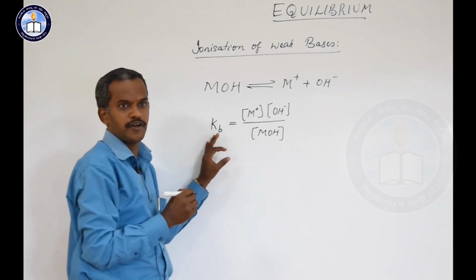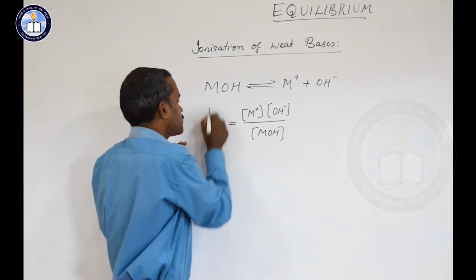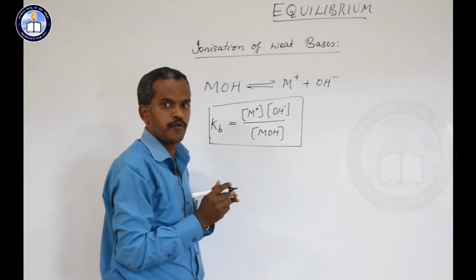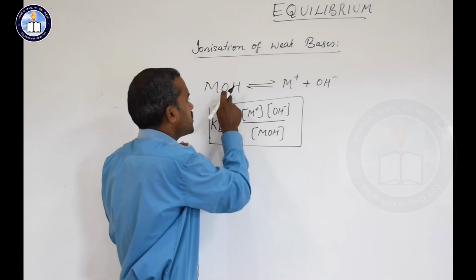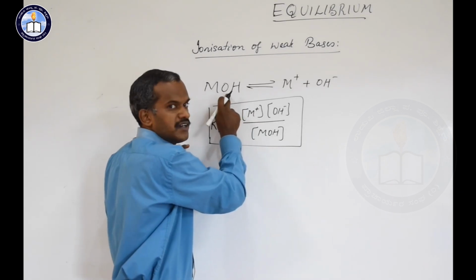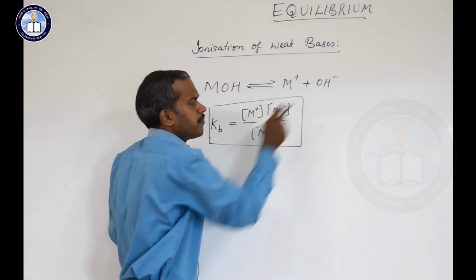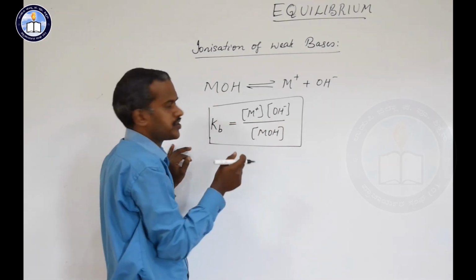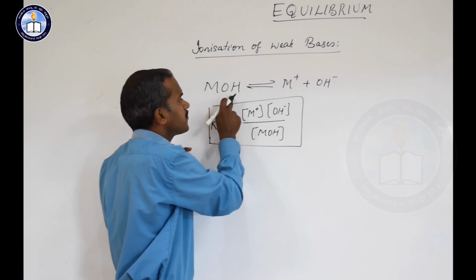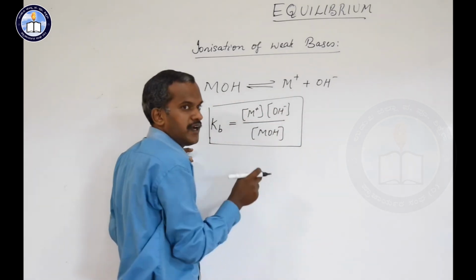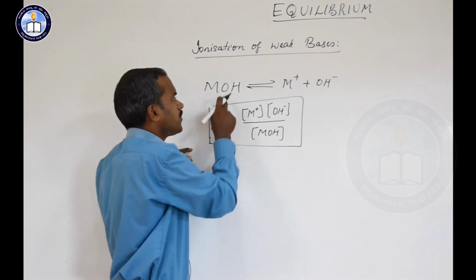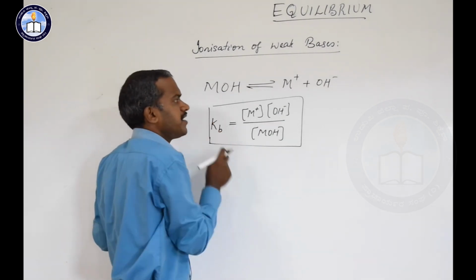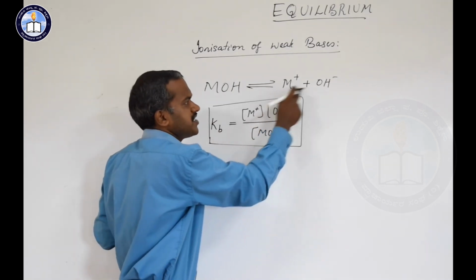This is the expression for a weak base dissociation constant, and we can represent it in one more way. If you consider the initial concentration of MOH as C, M plus and OH minus are not formed in the beginning, and the extent of dissociation we consider as alpha, so M plus is C alpha, and OH minus is also C alpha. Now the concentration of MOH left at equilibrium is C minus C alpha.